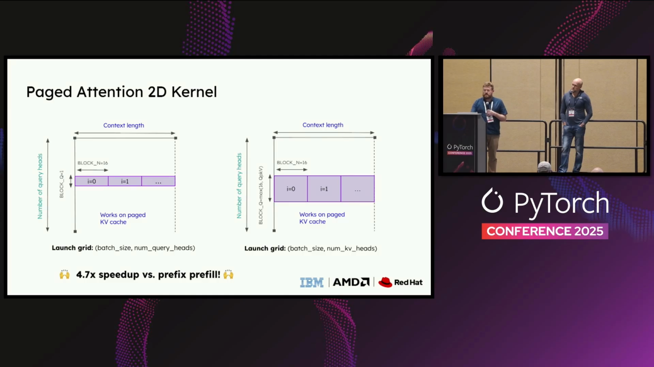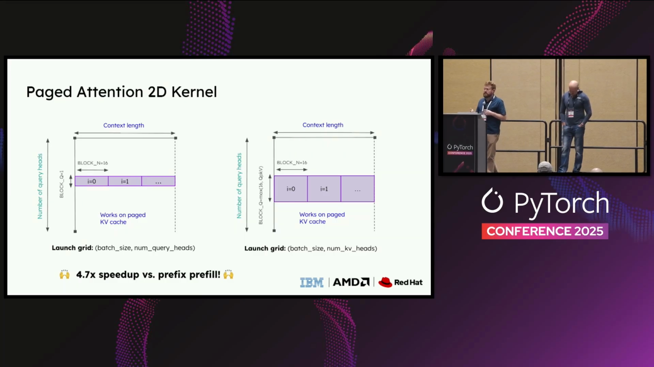So the difference here is that the tile size in the context length dimension is 16. That's aligned with the default attention block size in vLLM. And in the vertical dimension, the block size in the query heads is 1. So each tile processes 1 query head. This worked great for models like Llama 2, which don't use GQA, grouped query attention.